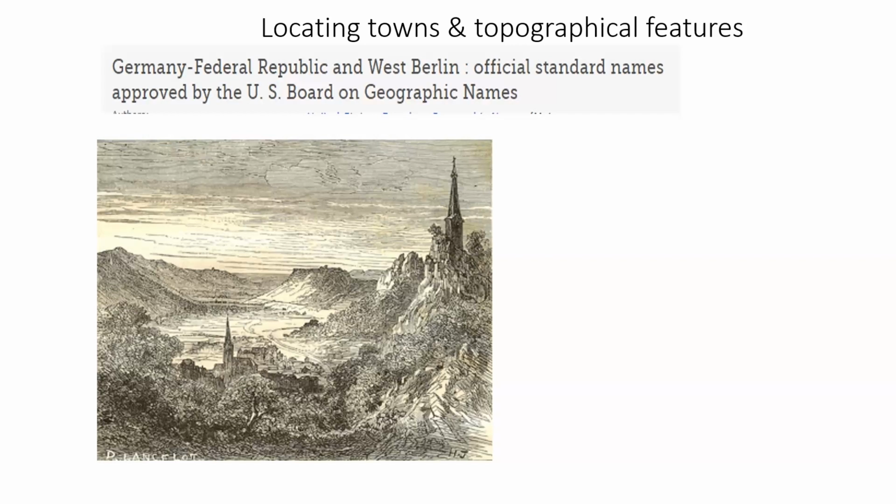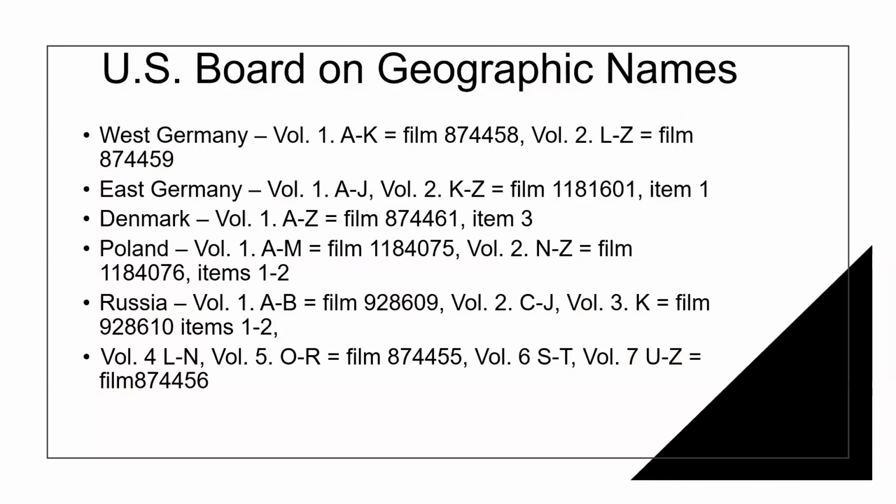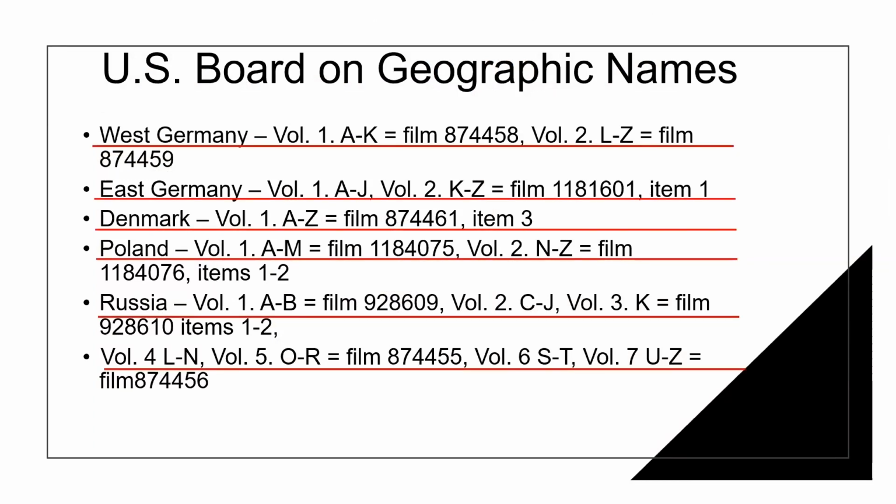At the beginning of each resource volume is an alphabetical list of geographic and topographic features, a portion of which is shown here, where the German name is given, followed by the English translation. In each volume, after each locality and topographical feature's name, the gazetteer gives the latitude and the longitude. General and detailed maps can then be used to find these coordinates and the closest localities to them. The following are the film numbers for each set of gazetteers for West Germany, East Germany, Denmark, Poland, and Russia.